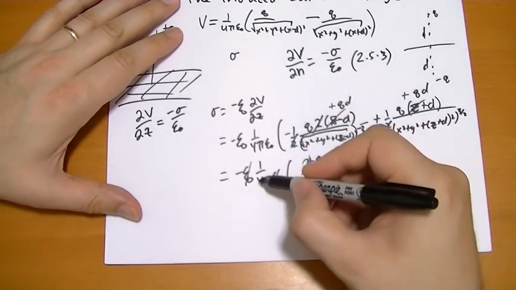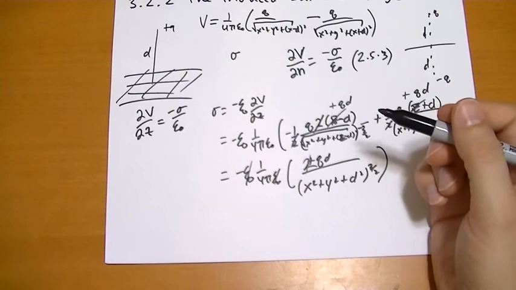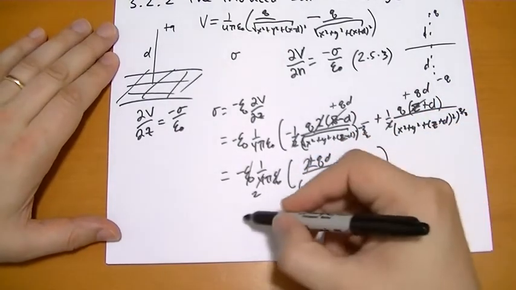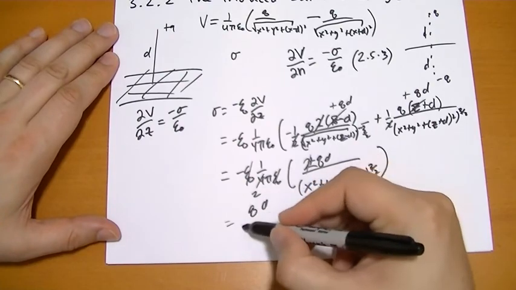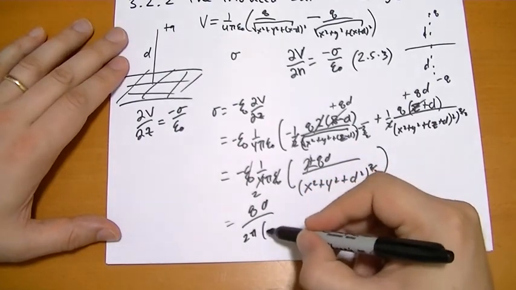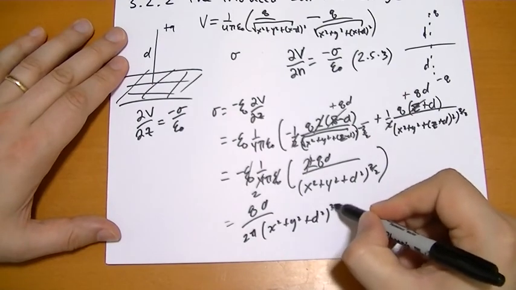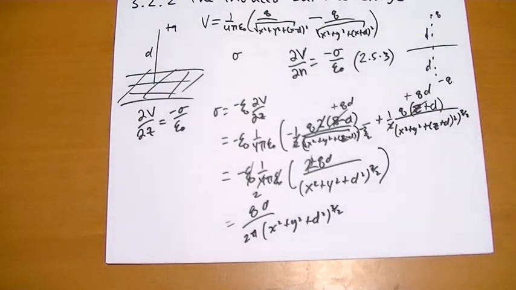We cancel out a 2 here. I kind of want to keep that. I like that too. No, he's gone. So it's equal to qd over 2 pi times x squared plus y squared plus d squared to the 3 halves.